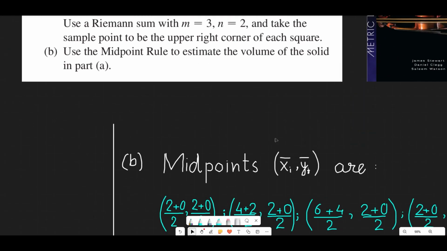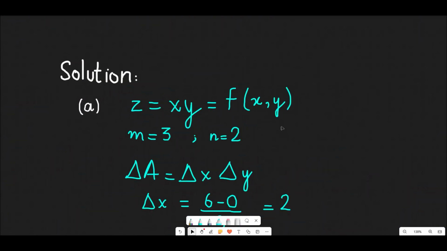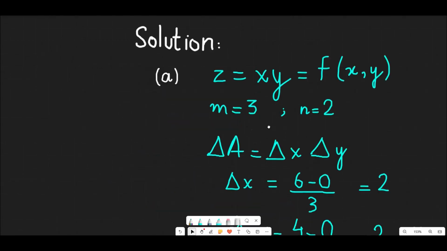Let's erase this first. Okay, so here comes the solution. First of all, this is a given function, a double variable function of x and y. z is equal to xy, and I have written it in the form of f of x and y because it is a double variable function. The next given condition is m equal to 3 and n equal to 2, as I have explained. And first of all, we have to find two things.